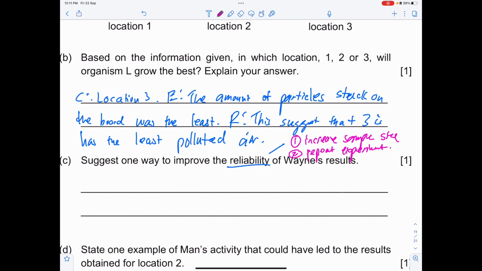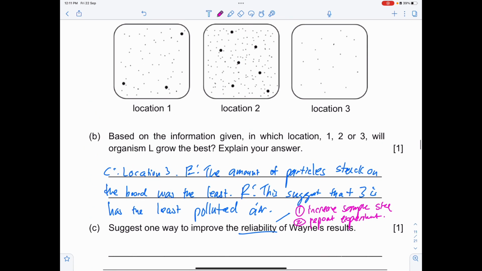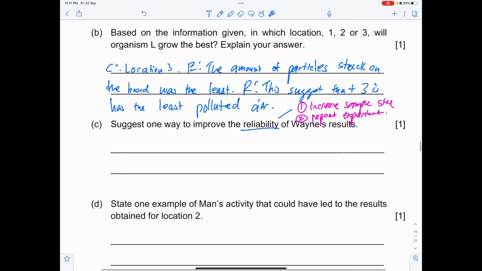Now, how to increase sample size? Just in case they ask you, for every location, instead of sticking just 1 board, you stick multiple boards in 1 location. It's not having more locations, because you're only testing 3 locations, nothing more. It's like you're testing Toa Payoh, Sengkang, and Tampines. You cannot say I want to test Jurong. You repeat the number of boards. So instead of having 1 board, you have multiple boards. That's how you increase sample size.